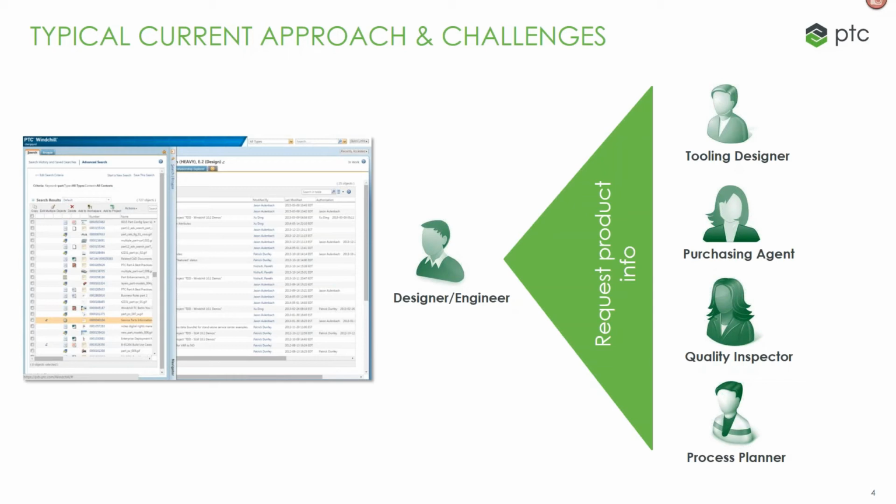What we hear from many of you today is that those roles are requesting that information from the authors, whether they are designers or engineers. Not only do they have to wait for that person who created that information to get it back to them, losing critical cycle time in the process, but it is taking valuable time away from the designers and engineers to do their primary role, design and develop product.